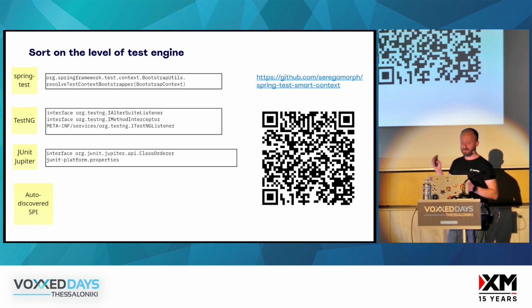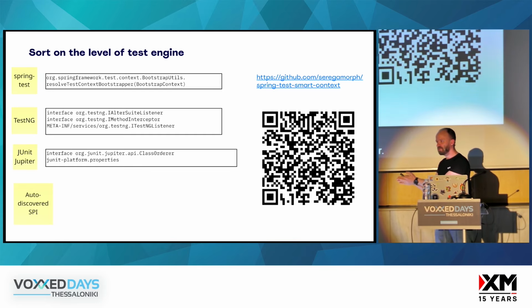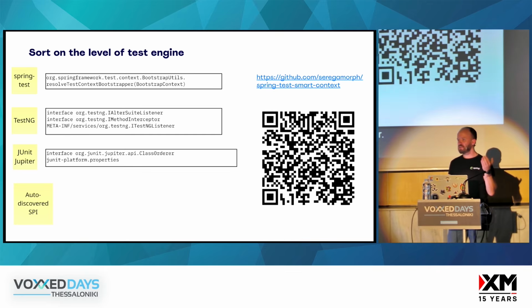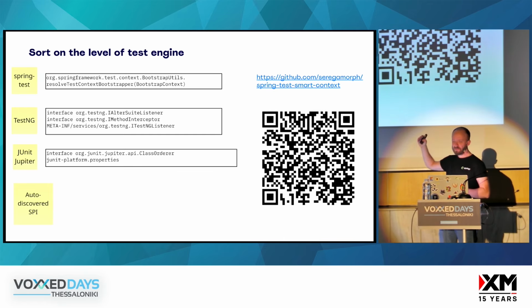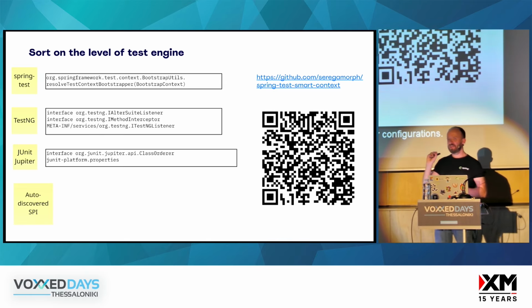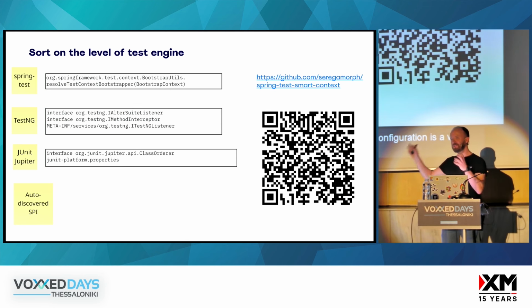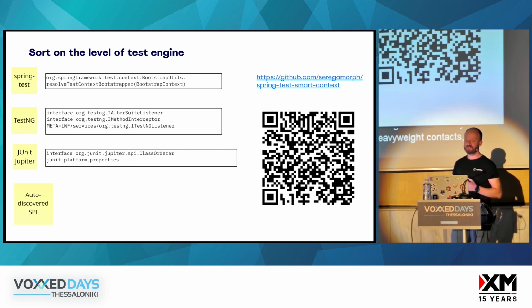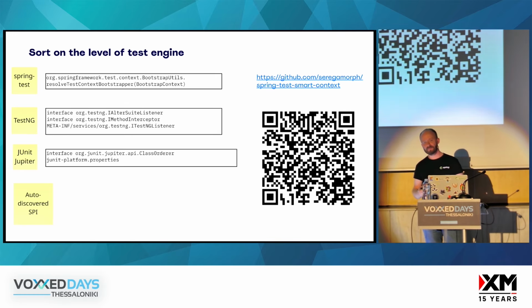JUnit gives you a simple interface called ClassOrderer, with input the list of test classes that are executed and returning an ordered list in which they should be executed. So how will it work? It will go through all those tests, calculate their configurations, and according to their configurations, order them. Calculating the configuration is a very cheap operation. This is crucial here. You don't need to create heavyweight contexts, bootstrap Docker containers, etc. So this takes just a few seconds, even for huge test suites.